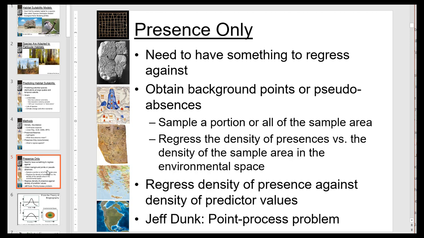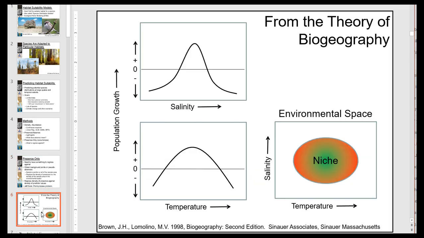What we're really doing is we're regressing the points based on density of where they are against the entire area, or the entire area of interest. And Jeff Dunk, shout out to him because he called this a point process problem, and I think that fits well. In other words, it's like density, but it's density over an area.